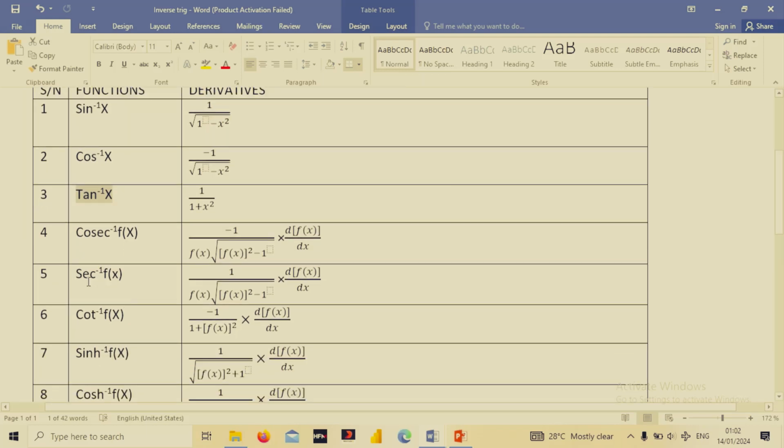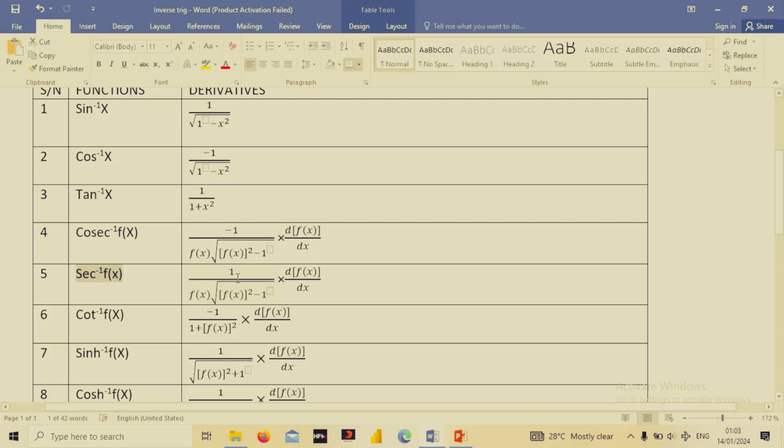So number 5, today we are having sec inverse of f of x, which the answer is equal to 1 all over f of x times root f of x squared minus 1 times the differentiation of f of x with respect to x. You can see that the difference between cosec inverse of f of x and sec inverse of f of x is that cosec inverse of f of x is having minus on top, minus 1 on top, while sec inverse of f of x is having positive 1.